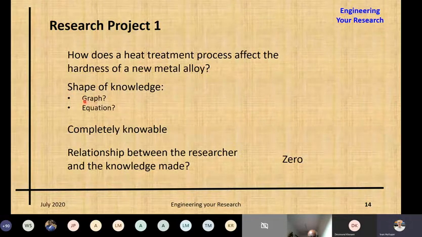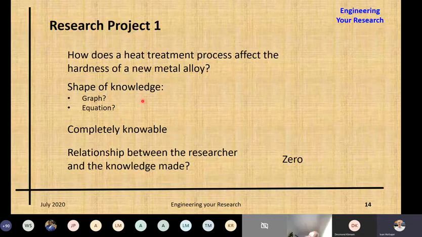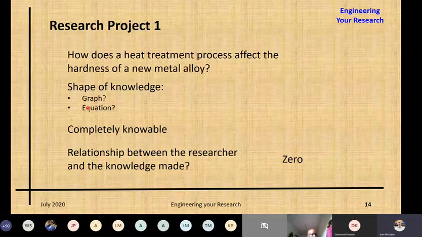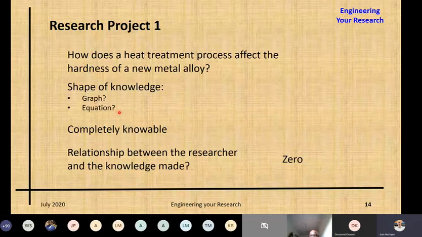So I might have as my core result, let's say it's a graph, and that graph is showing on the x-axis the temperature of the process, and on the y-axis the hardness. And I've got some kind of a line on that graph, and that shows the relationship between the temperature of the heat treatment process and the hardness of the alloy. That might be a perfectly acceptable piece of knowledge, and it could be very useful for folk in metallurgy. And I might also be able to capture what's on that graph in an equation. So that sounds like a reasonable piece of knowledge that I can make.